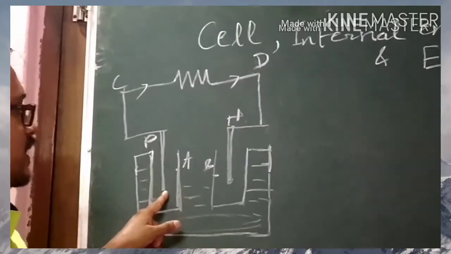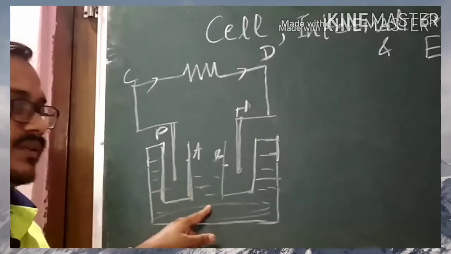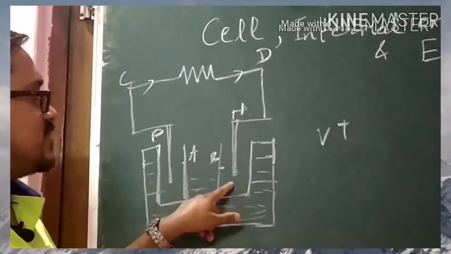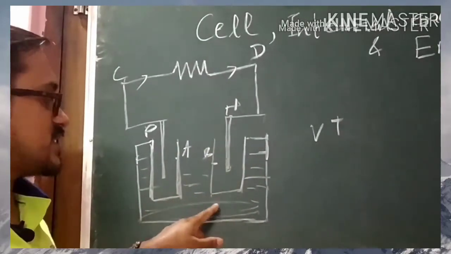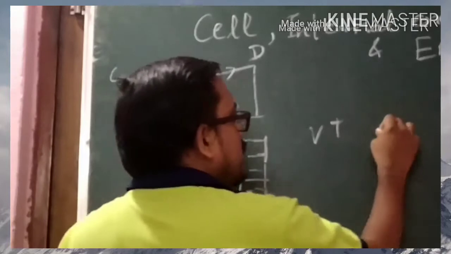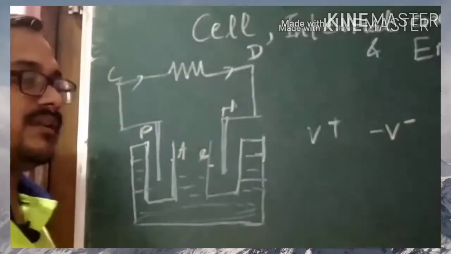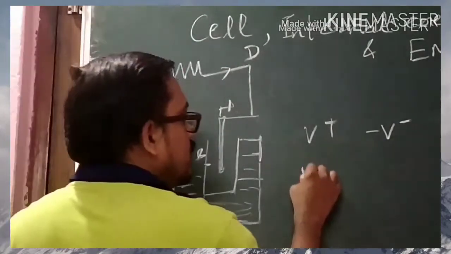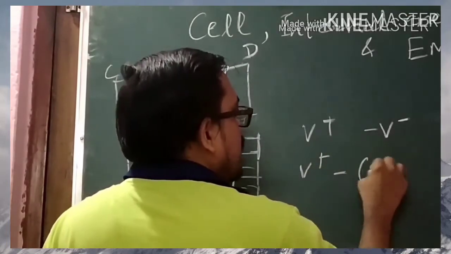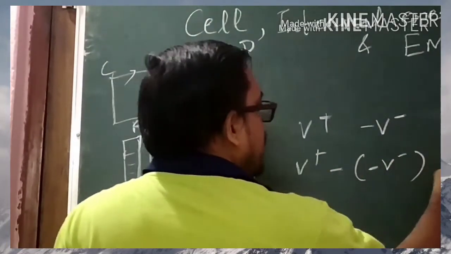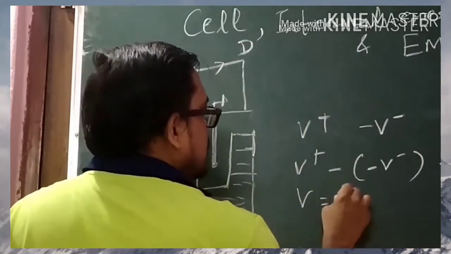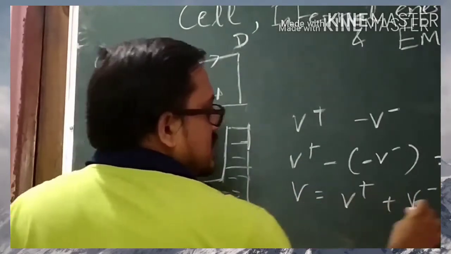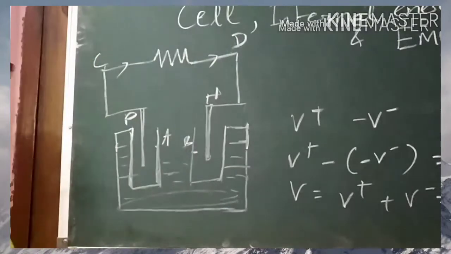Now the potential of the positive electrode with respect to the electrolytic solution is taken to be V plus, and the potential of the negative electrode with respect to the electrolytic solution is taken to be minus V minus. So the potential difference between these two terminals will be V plus minus of minus V minus, which is called V or potential difference. So we can say V equals V plus plus V minus, but here this is represented as E, or we can say this is electromotive force.